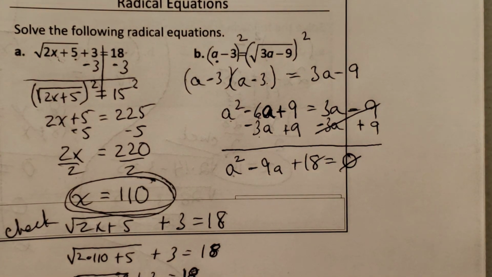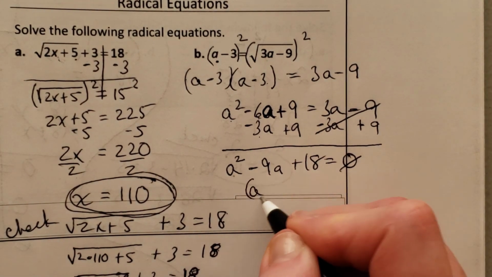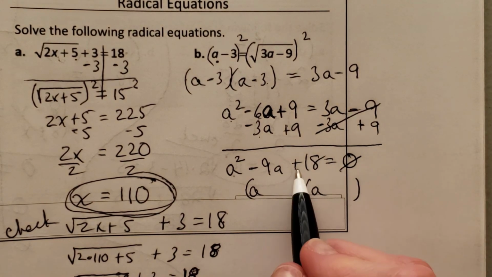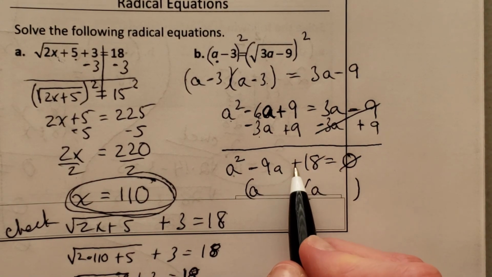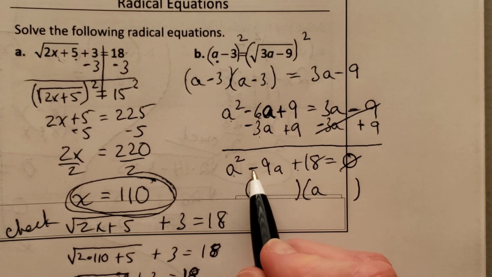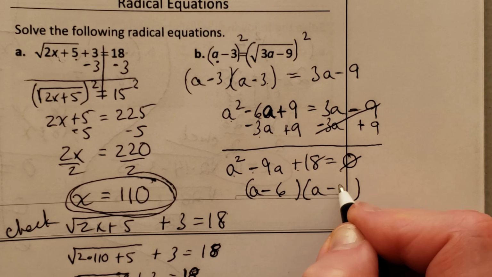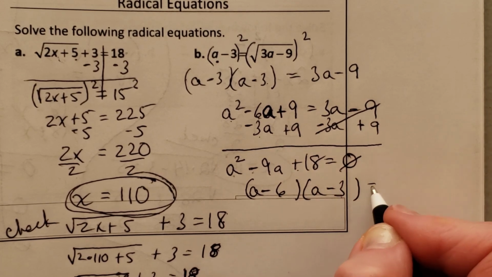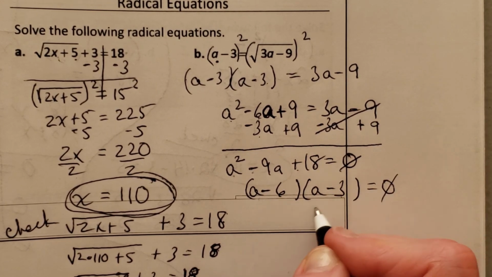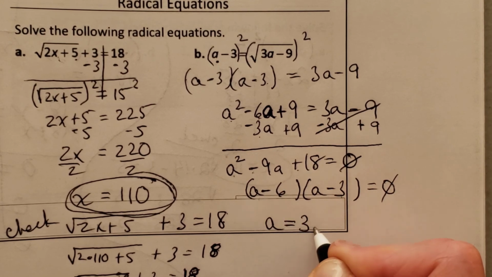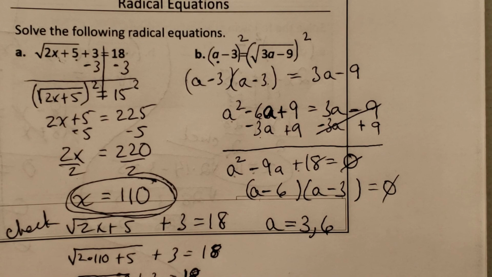I want two numbers. When I multiply them, I get 18. When I add them, I get negative 9. This tells me that my signs are the same. This tells me both of my signs are negative, so that'll give me negative 6 and negative 3. When I set both of these equal to 0, what will happen? We're going to get the opposite answer. So we found out that a is equal to both 3 and 6.